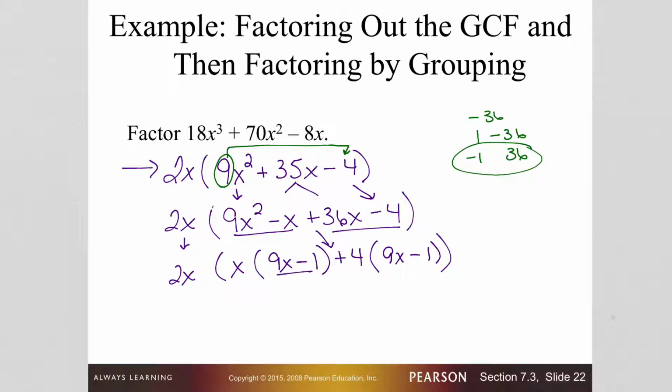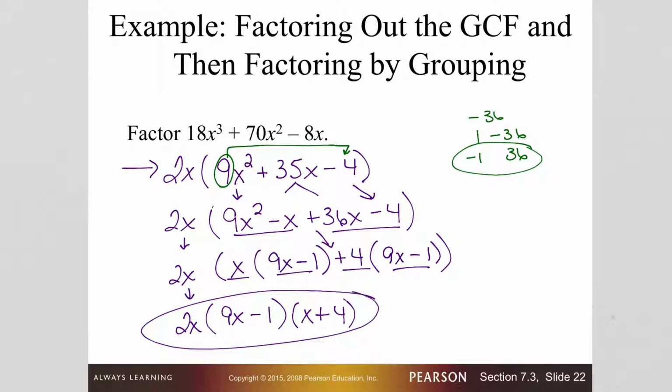Now, this matches this, so that's good. Again, annoying thing hanging out at the front. And now I've got 9x minus 1, and what's left is x plus 4. There we go. It's completely factored.